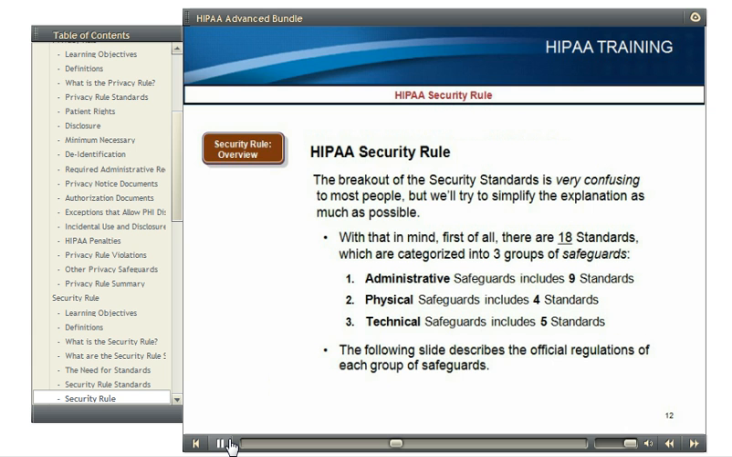With that in mind, first of all, there are 18 standards, which are categorized into 3 groups of safeguards. 1. Administrative safeguards includes 9 standards. 2. Physical safeguards includes 4 standards. 3. Technical safeguards includes 5 standards. The following slide describes the official regulations of each group of safeguards.